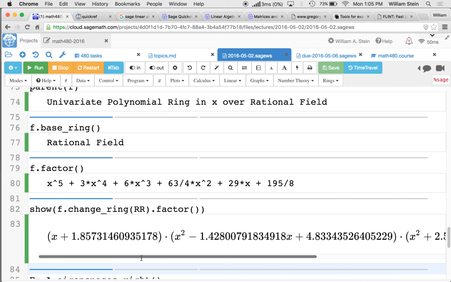Some examples of fields are the rational numbers, the real numbers, the complex numbers, all rational functions. So take polynomials divided by other polynomials. All rational functions, that's an example of a field. Another example of a field is take all complex numbers a plus bi, where a and b are rational. So that's called the Gaussian numbers.